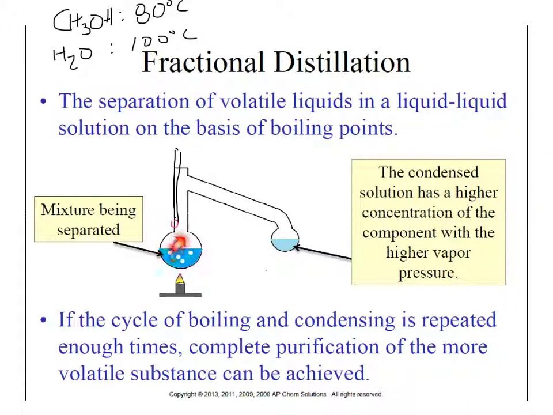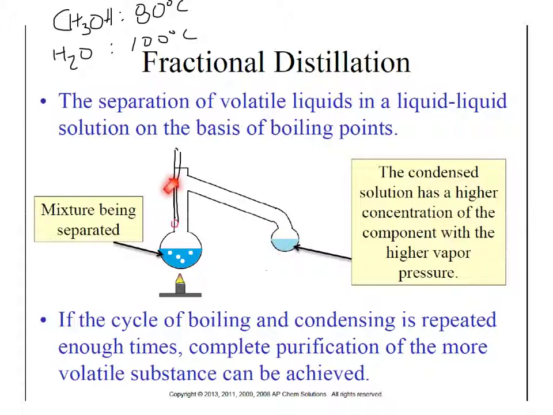Once it reaches 80 degrees, we would see our thermometer read 80 degrees, and we would notice some vapors coming off. Those vapors coming off would not be water. Water doesn't boil until 100 degrees Celsius. It would be our methanol. And so it would vaporize, and then it would condense up here, roll down this tube, and collect down there. And so what we would collect first would be the methanol.